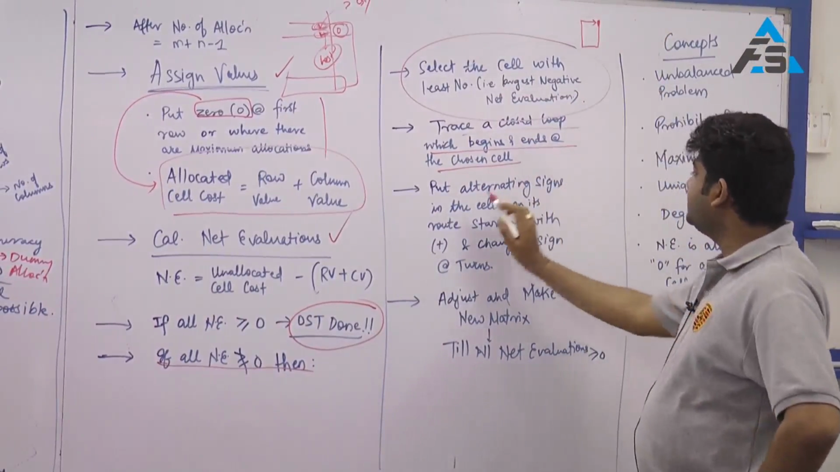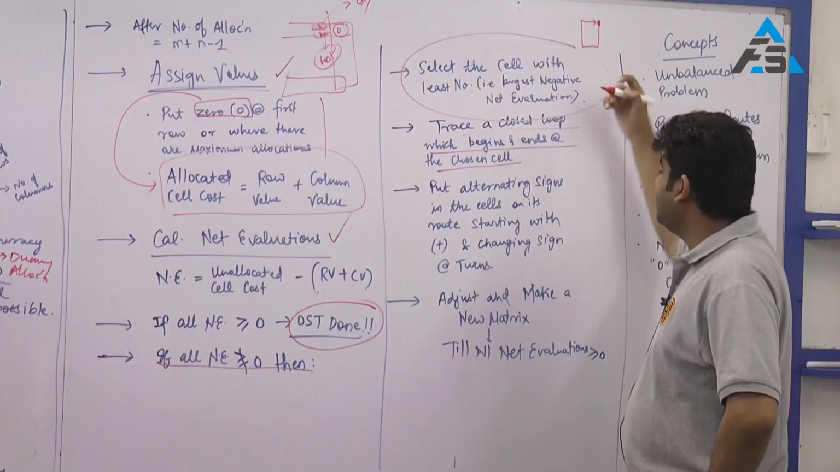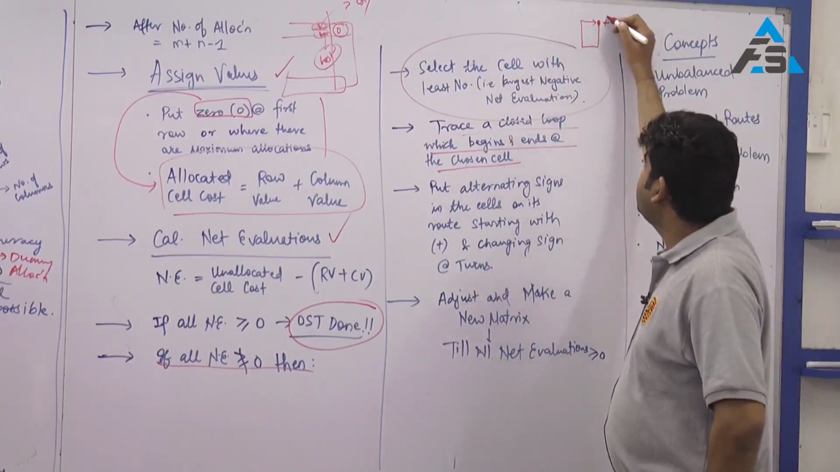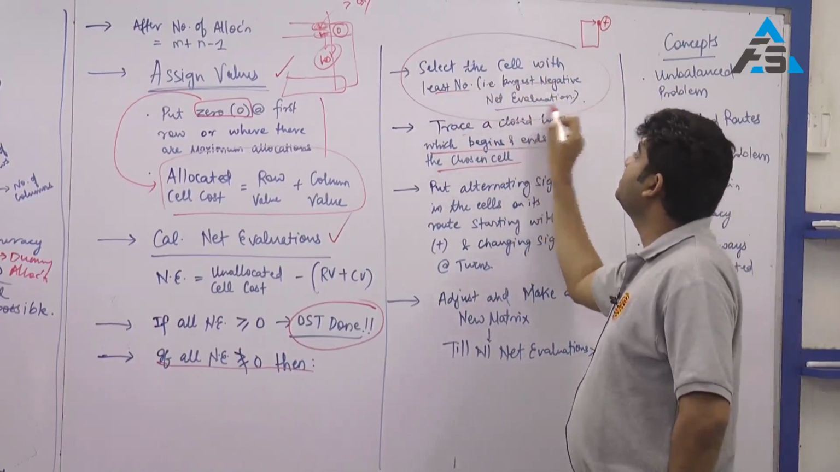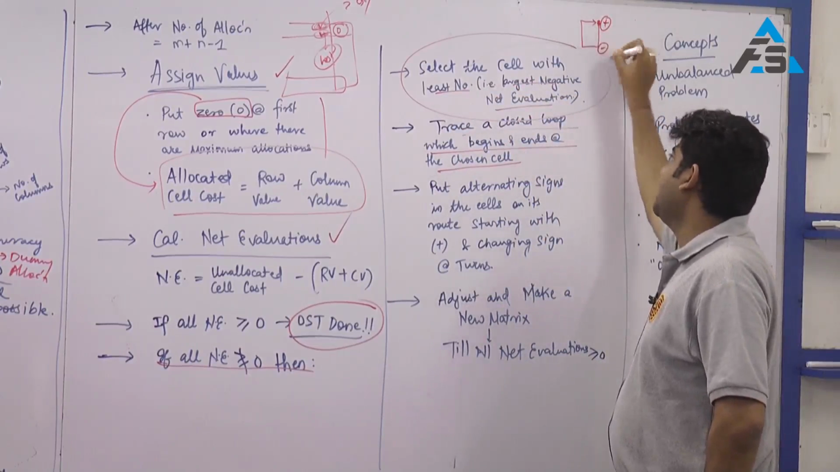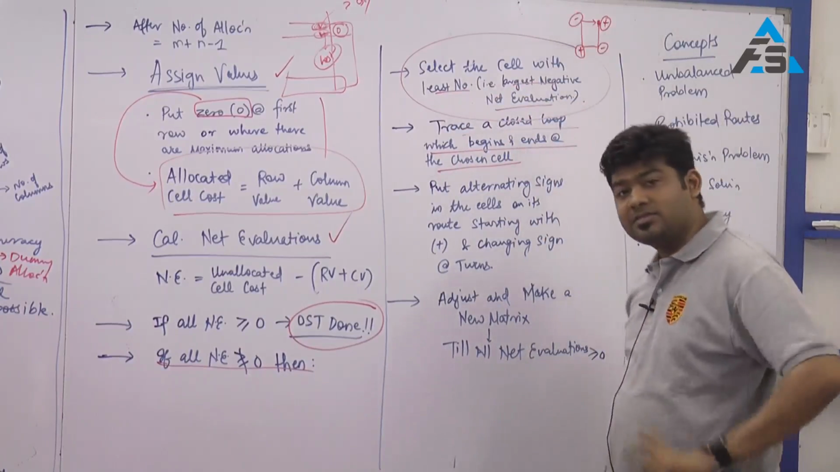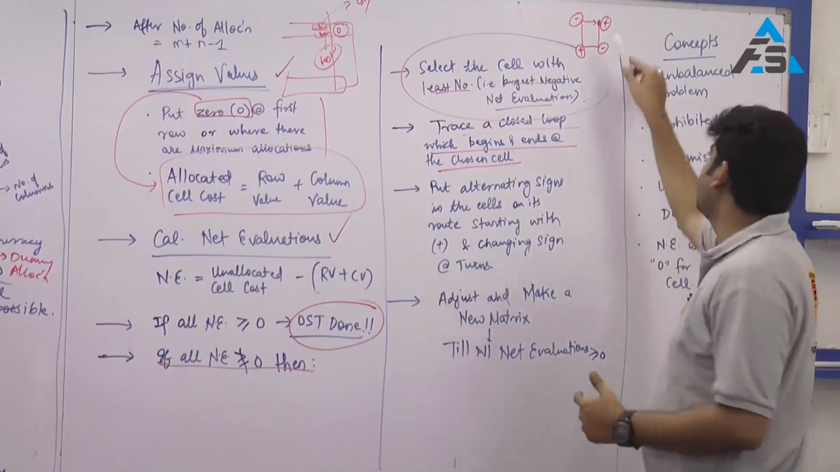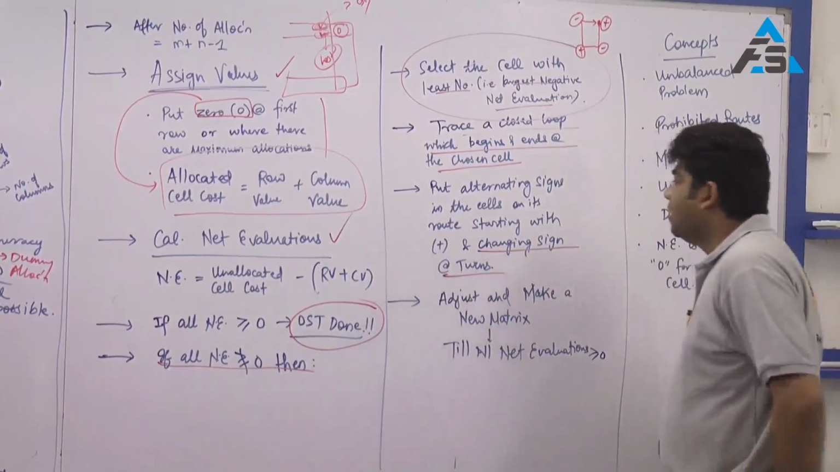Put alternating signs in the cells. Alternating signs means the cell that you are starting with, which is the least number or largest negative net evaluation, will always have plus. Then the next turn minus, next turn plus, next turn minus. These are called alternating signs. So we will draw a loop and there will be changing signs at the turns.